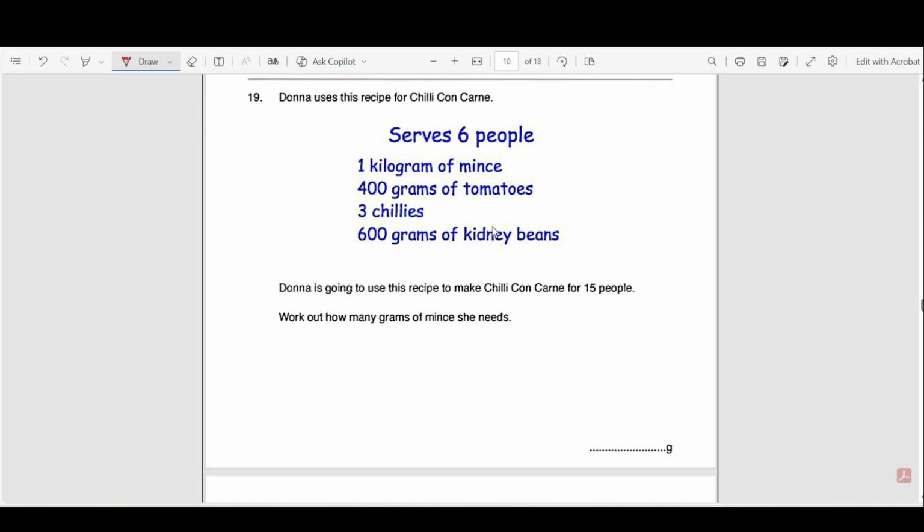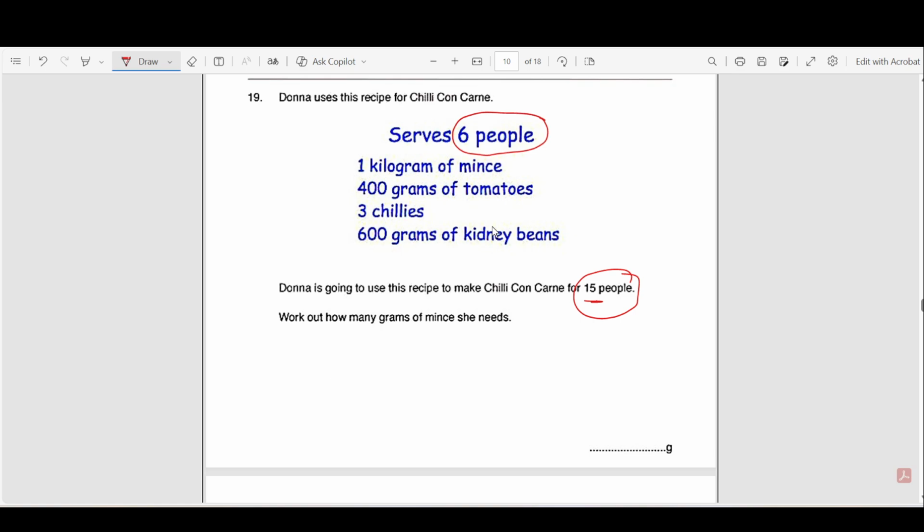Next is question number 19. It says Donna uses this recipe for chili con carne, and she is going to use this to make chili con carne for 15 people. Work out how many grams of mince she needs. Basically, she wants to make it for 15 people, but the recipe is given for 6 people, right?